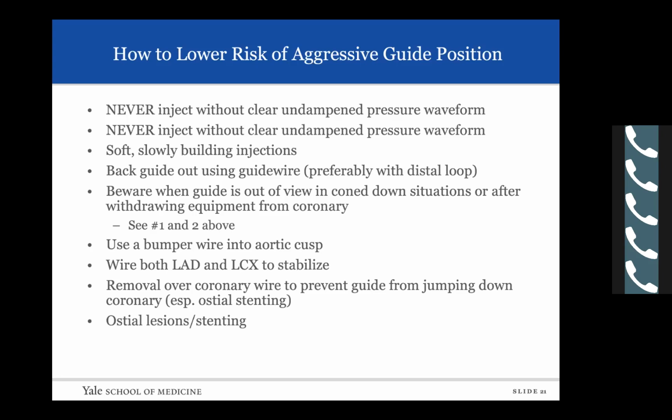The other thing you can do is use what's called a bumper wire. You can place a wire through the end of the guide, but out into the aortic cusp that will act as a bumper to keep the guide from going in. And then when you need that aggressive guide position, you can take that bumper wire back into the guide and get your more aggressive position. You can wire both the LAD and the circumflex, or similarly, you can wire a conus branch and the right if the conus is off the proximal right.